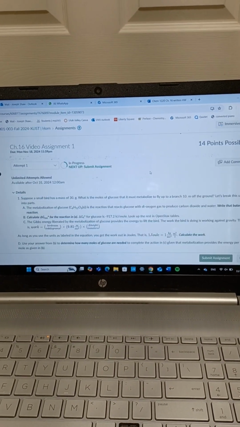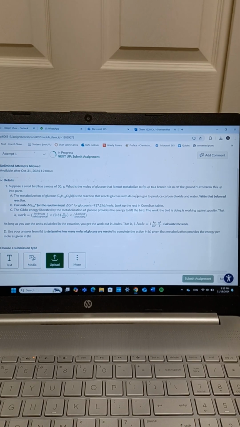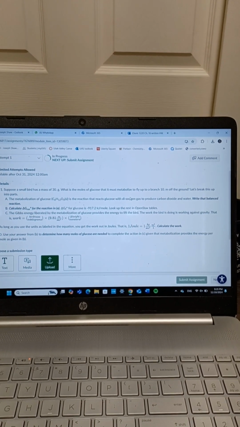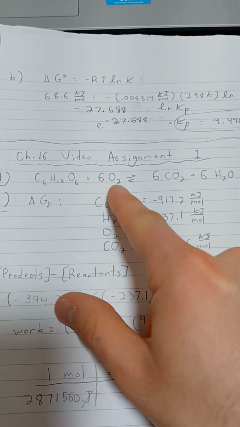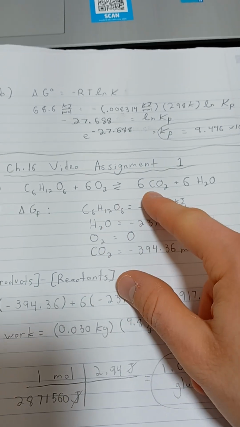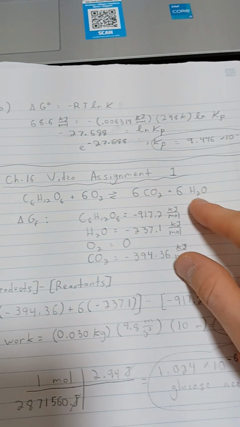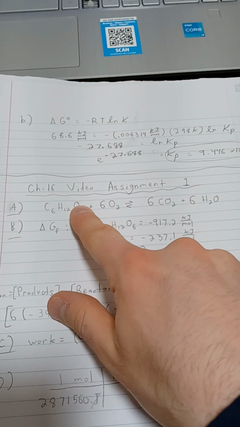All right, this is for chapter 16, video assignment number 1. Okay, so in part A, it tells us to write the balanced reaction of the metabolization of glucose. Here we have on part A, 1 mole of glucose, 6 moles of oxygen gas, 6 moles of CO2, 6 moles of H2O. That's the balanced reaction.